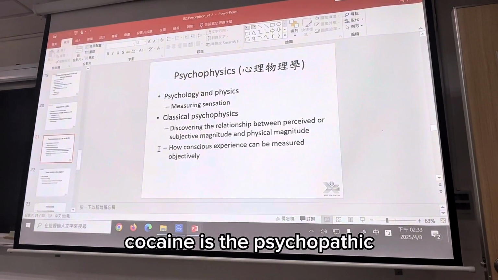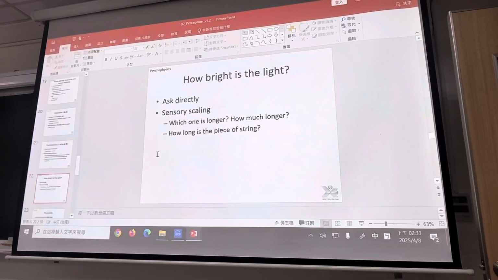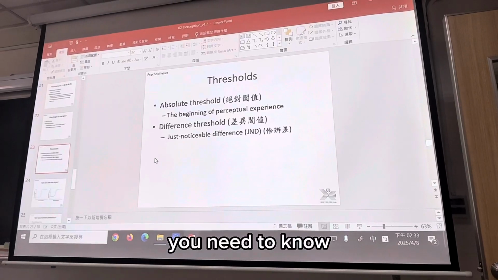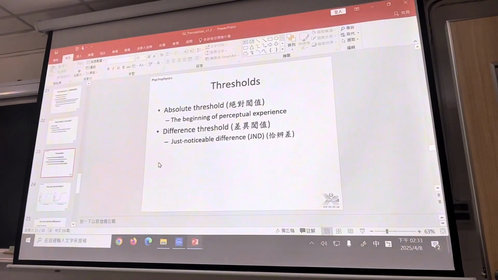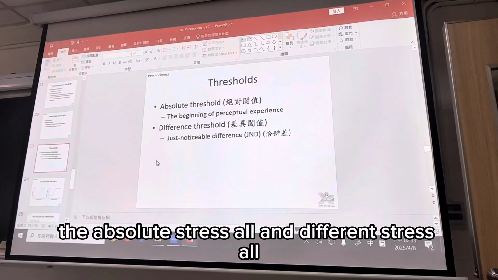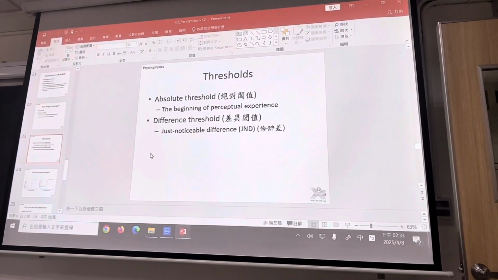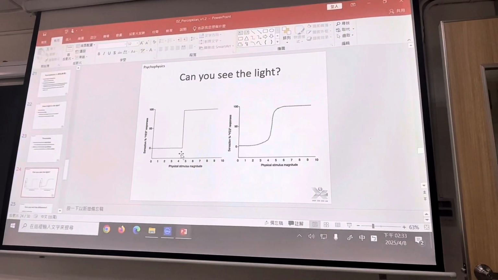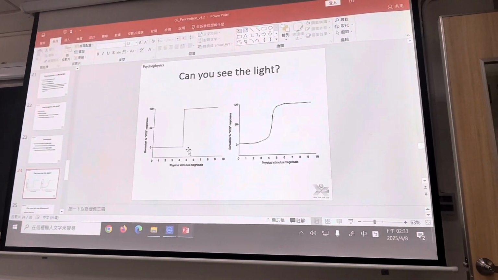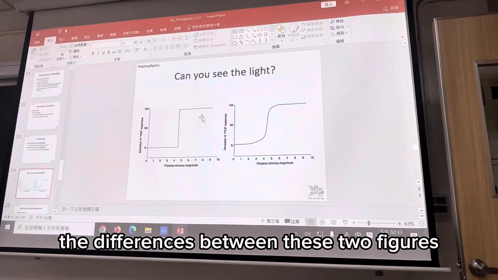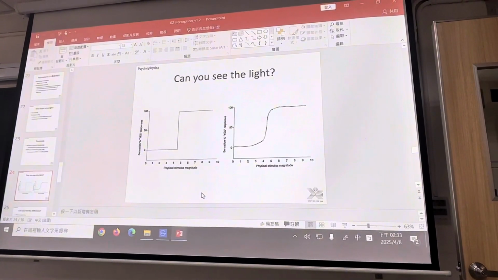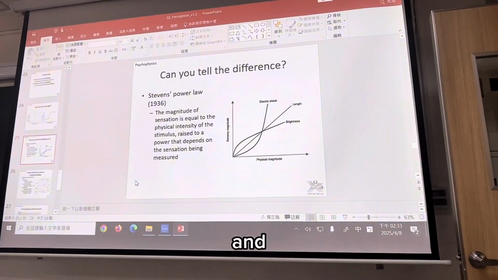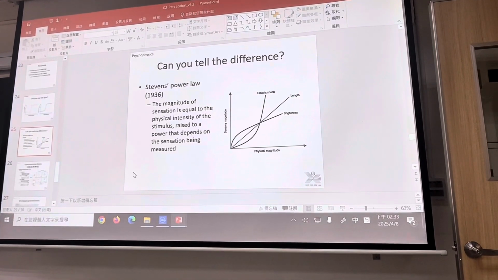Okay, then is psychophysics. Okay, you need to know the absolute threshold and difference threshold. And you should be able to know the differences between these two figures. And Stevens' power law.